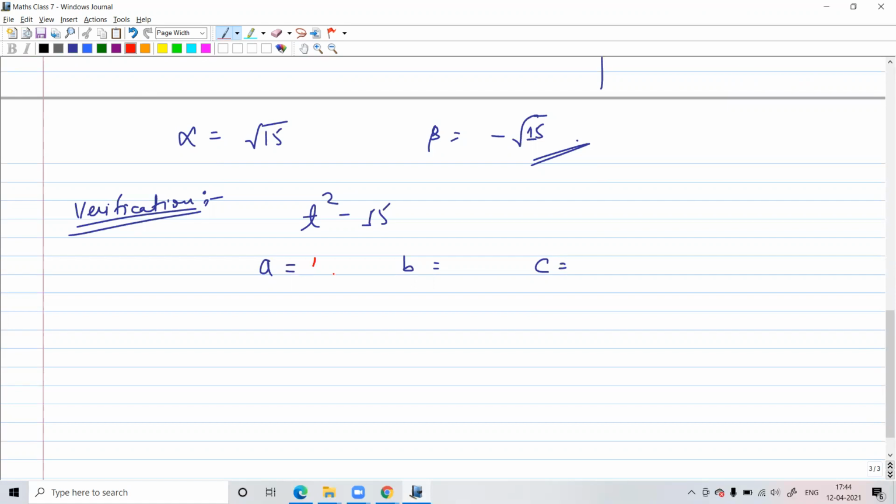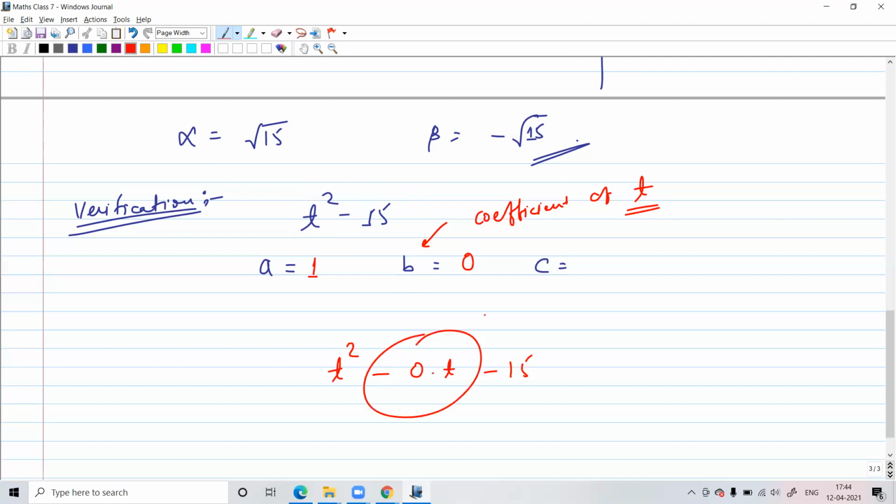A is 1, sir. Okay. B is 0, and C is 15, sir. No, see, B is the coefficient of, if it was a variable in X, then it would have been the coefficient of X, but this equation is in T. So this will be the coefficient of T. Now, there is no T term over here, no? There's only the T square term and the constant term. So B is the coefficient of T, which is nothing but 0. So you could have written this equation as T square minus 0 times T minus 15. This is how you should have written it, if you wanted to write this 0, but you will never write like this.